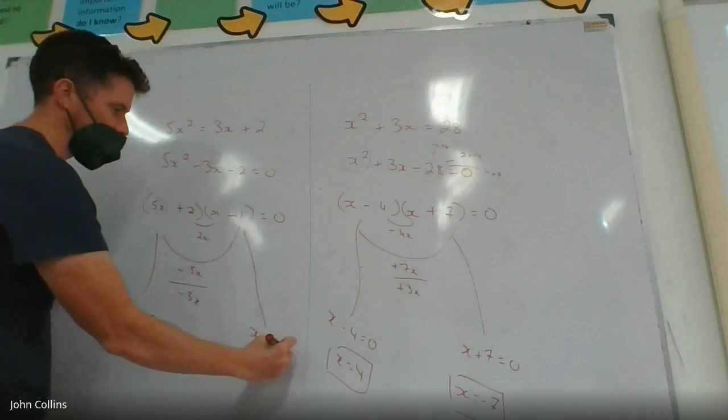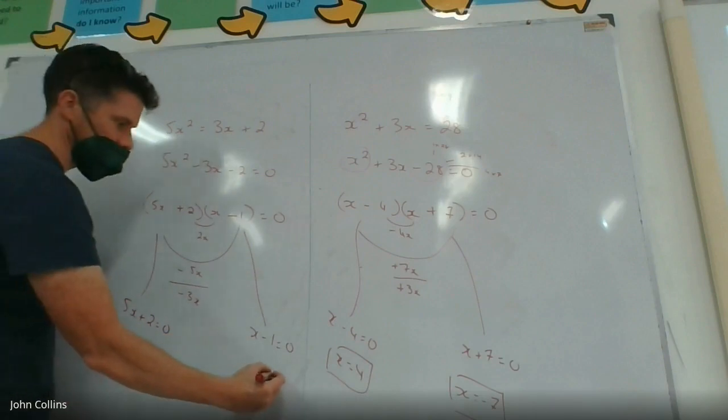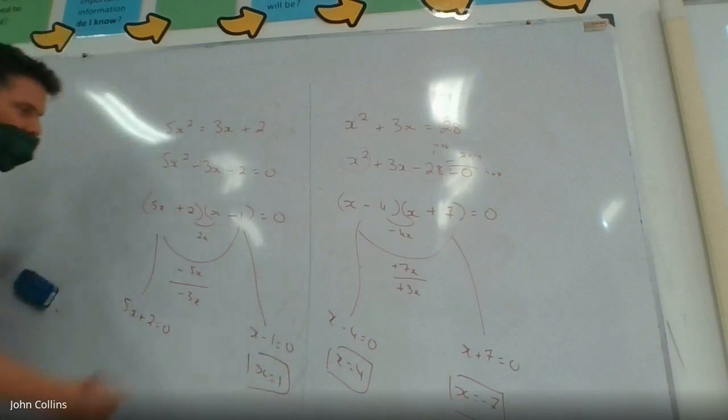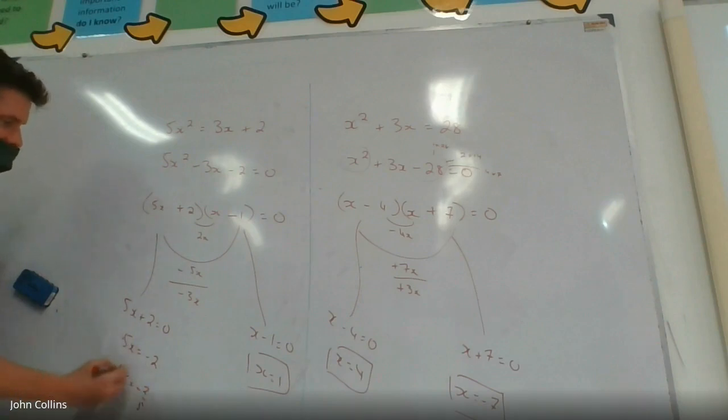x minus 1 is equal to 0. In this case, this is pretty easy. This is just 1. 1 take 1 away, 1 equals 0. This one, 5x is equal to -2, isn't it? If I subtract 2 from both sides, divide by 5, both sides, and I get -2/5. Second answer.